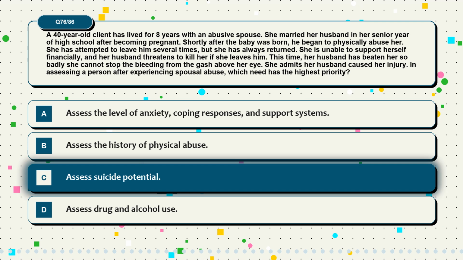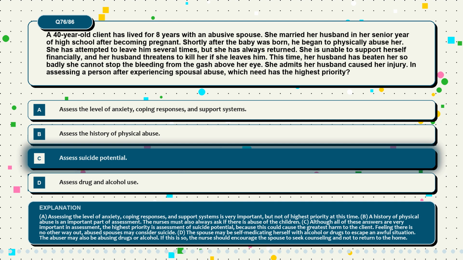The correct answer is option C. Assess suicide potential. Assessing the level of anxiety, coping responses, and support systems is very important, but not of highest priority at this time. A history of physical abuse is an important part of assessment. The nurses must also always ask if there is abuse of the children. C. Although all of these answers are very important in assessment, the highest priority is assessment of suicide potential, because this could cause the greatest harm to the client.